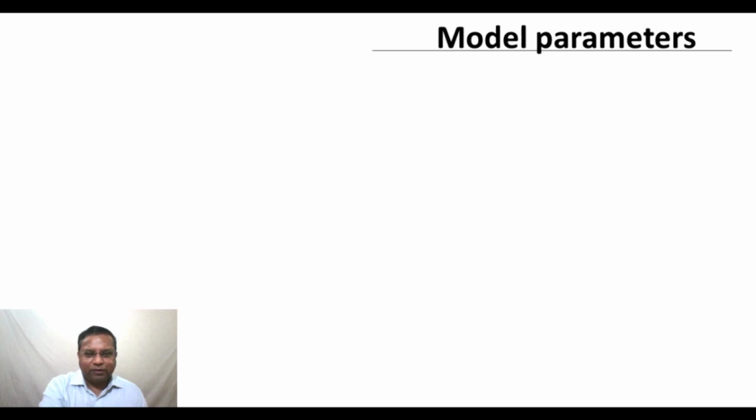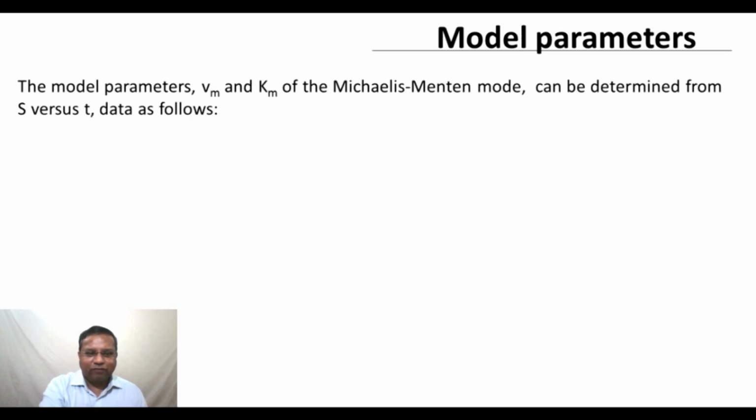The model parameters. Vm and Km are the two model parameters that we need to completely describe a simple enzyme kinetics. They can be determined by doing an experiment where we follow the substrate concentration with respect to time in a batch reactor. This experiment is done in a batch situation, batch reactor.